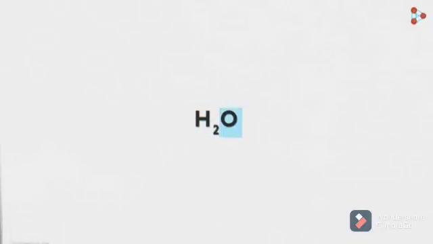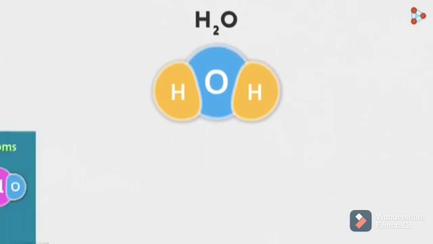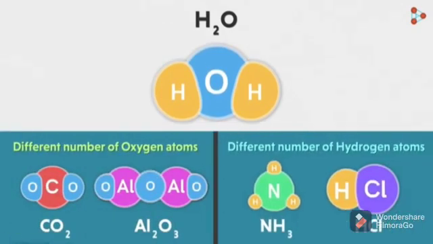Let us take an example of water. Water is composed of one oxygen and two hydrogen atoms. Then why is it so? Why do we have one oxygen and two hydrogen atoms? This is the kind of fact which depends upon the valency. The elements always combine according to their valencies.